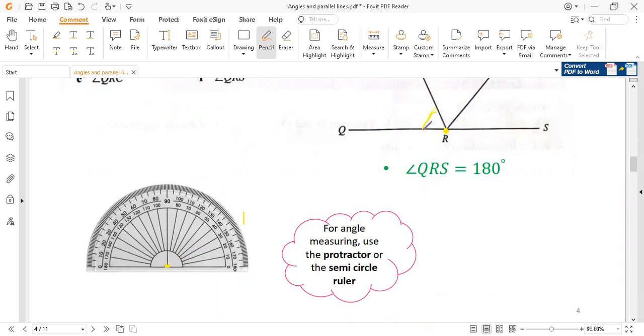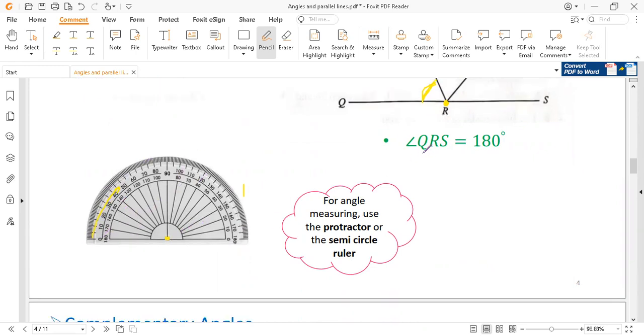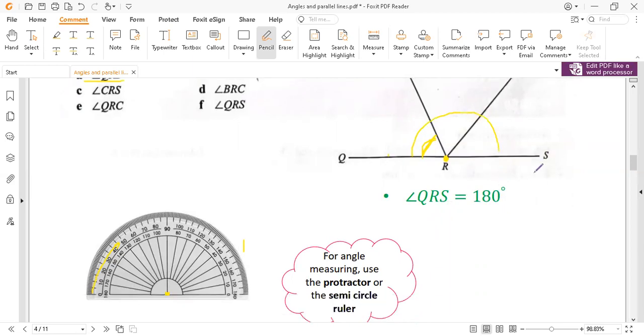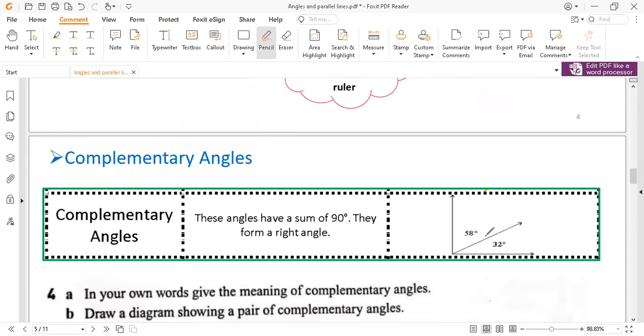And when the angle is to the left, normally we start from 0 and we continue to find the measure of the angle QRB. And similarly, QRS, we can clearly remark that QRS is a straight angle, so normally it is 180 degrees, it is equal to 180 degrees.